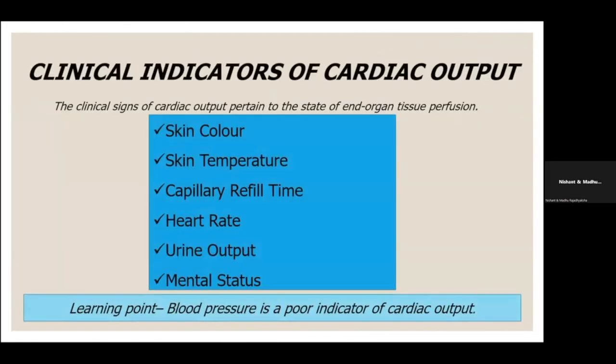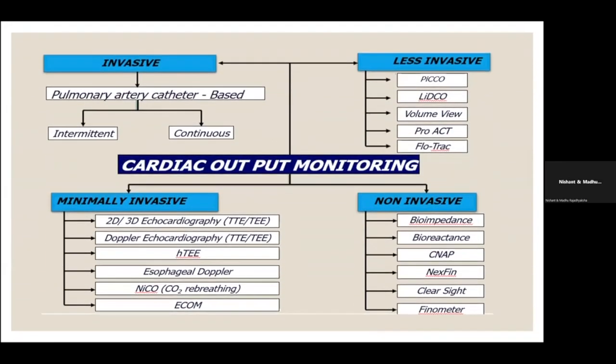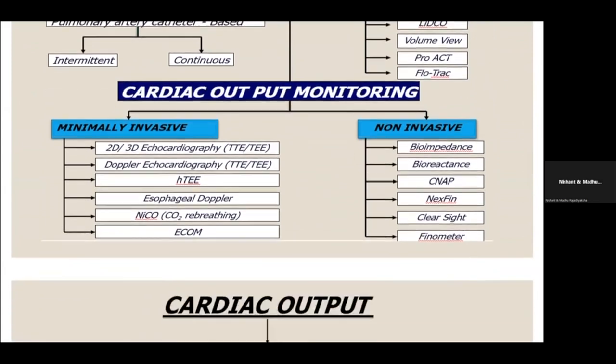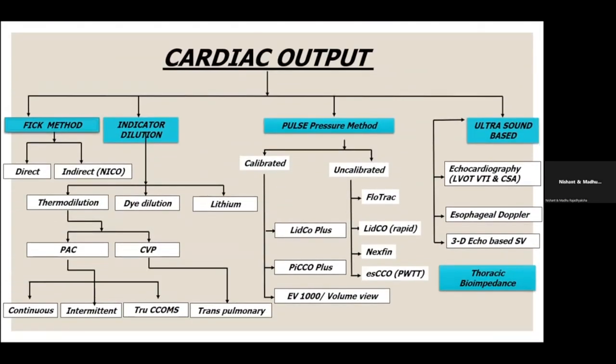Traditionally, we used to estimate cardiac output using the clinical signs as shown in the slide, but these are poor indicators of cardiac output. So the techniques of cardiac output monitoring are now classified into two ways. Firstly, based on the degree of invasive procedures required to obtain necessary information as invasive, minimally invasive, less invasive, and non-invasive techniques. Next, based on the physiological principle used to derive necessary information as shown in the slide.